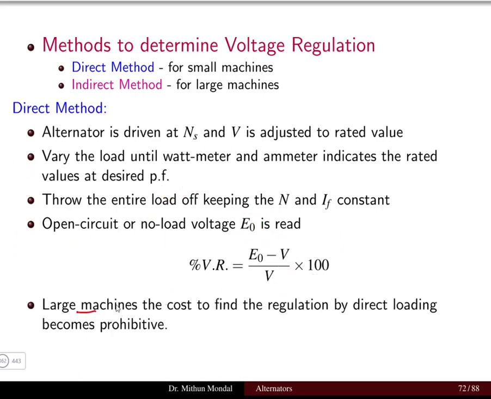For large machines, the cost to find the regulation by direct loading becomes prohibitive. So when the size of the machine becomes larger, we no longer stick to the direct method and we have to move to the indirect method, because the cost involved in finding the regulation is very high.